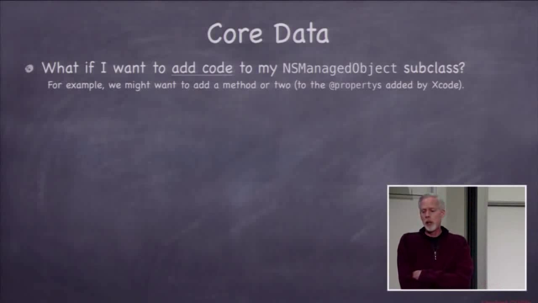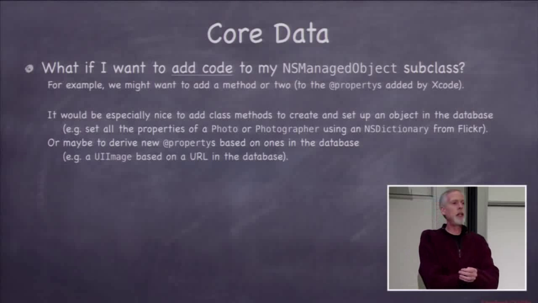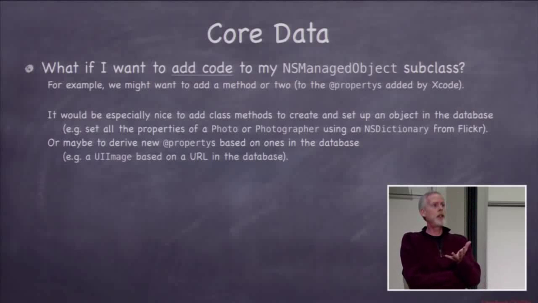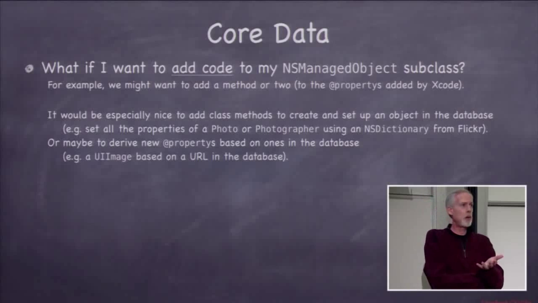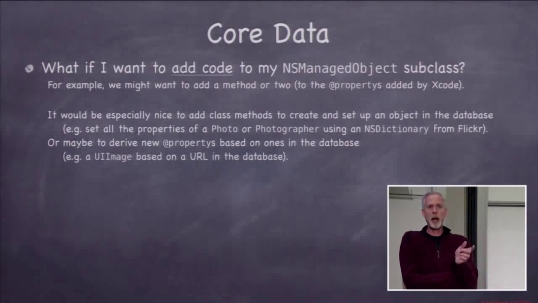And why is that? Well, first of all, why would I want to do that? Let's say I wanted to add a class method to photo that took a Flickr dictionary as an argument and created a photo in the database. That would be an awfully convenient utility method to have in photo, right? I could say open square bracket photo, make a photo with this Flickr data in a context, and it could do it, right? So that would be cool.